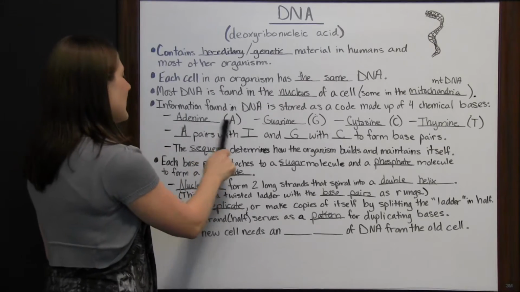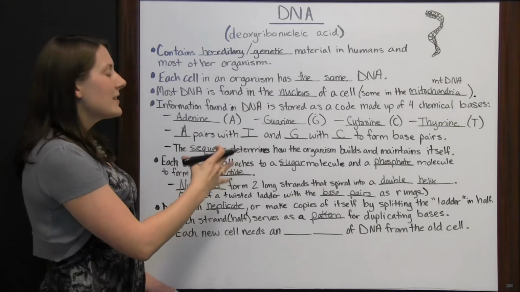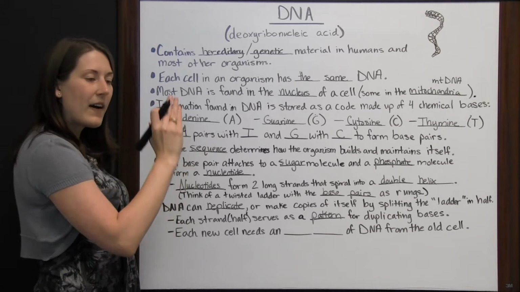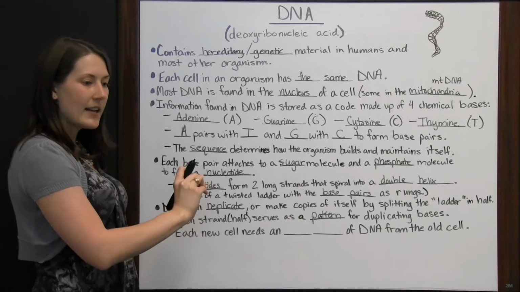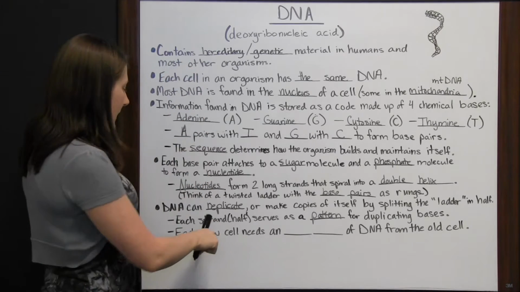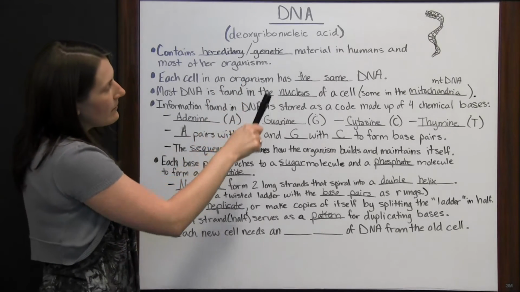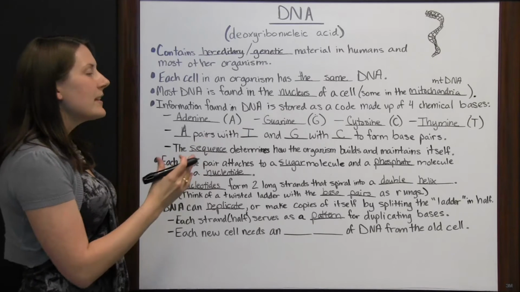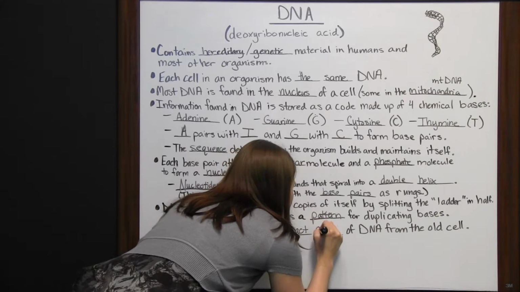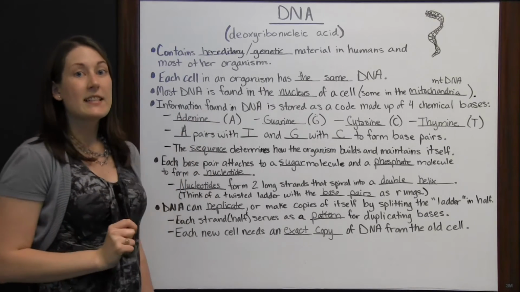Since in DNA, adenine and thymine always pair together and guanine and cytosine pair together, the cell will know, okay, I've got this DNA, I've only got half of it, but it's a pattern. If I have adenine, I need to add thymine to the other side. If I've got cytosine, I need to add guanine to the other side. So the cell will know, based on that strand that it gets from DNA, how to make a complete DNA molecule and be able to form that double helix and complete the DNA strand. And each new cell needs an exact copy of DNA from the old cell. Because remember, each cell in an organism has the exact same DNA.